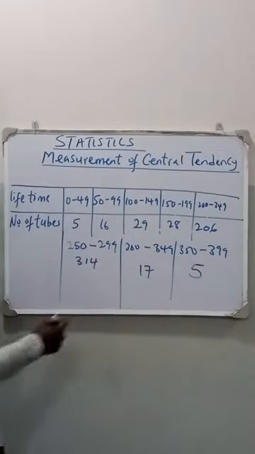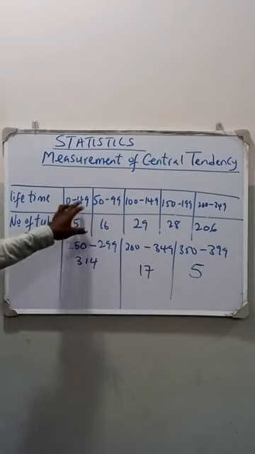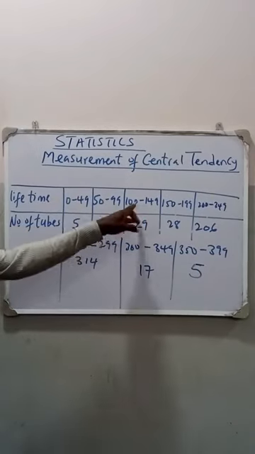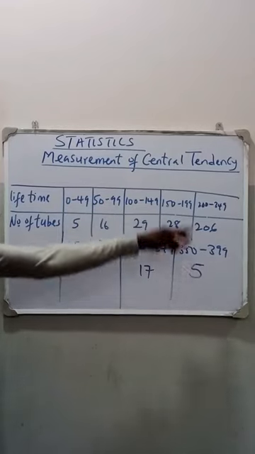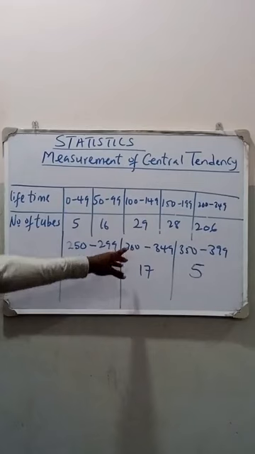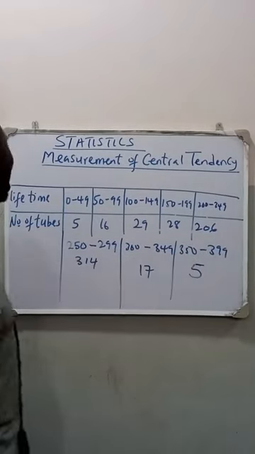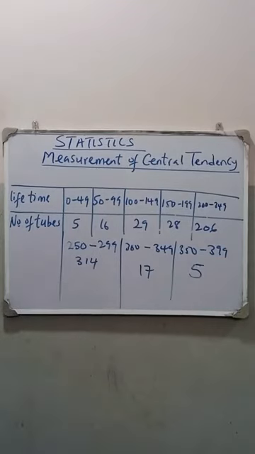So you can see this is a group frequency distribution. You can see the intervals 0 to 49, 50 to 99, 100 to 149, 150 to 199, 200 to 249, 250 to 299, 300 to 349, 350 to 399. This is a group frequency table. So how do we obtain the mean of this set of data?